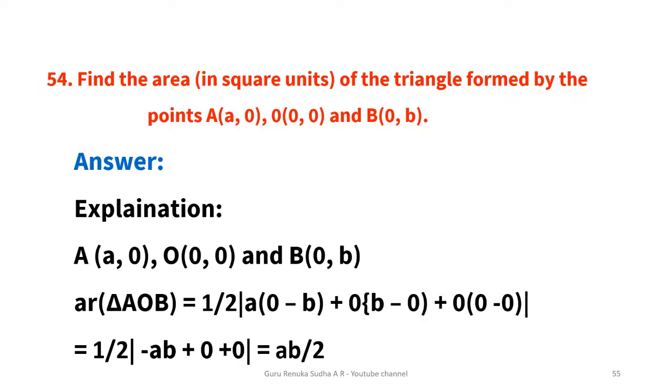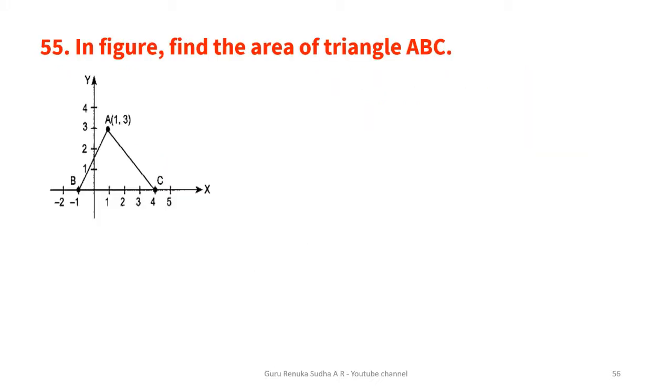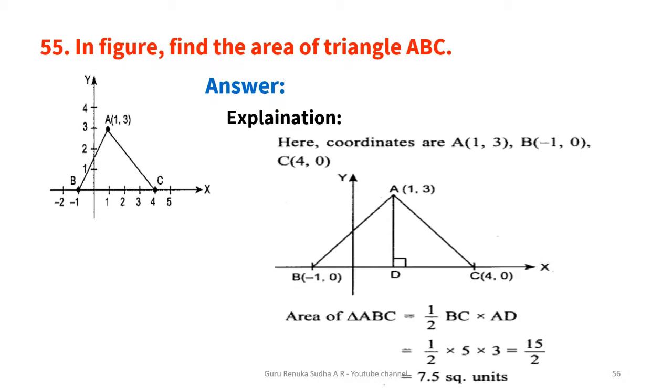Okay, 55th question. They have given one figure and are asking to find the area of the triangle. See, observe carefully. B coordinate is (-1, 0), C coordinate is (4, 0) and then A coordinate is (1, 3). So using that, apply the area of a triangle formula, the basic formula half into base into height. Base is here BC and AD is the height. AD means height, so substitute those values, you can easily get the answer.